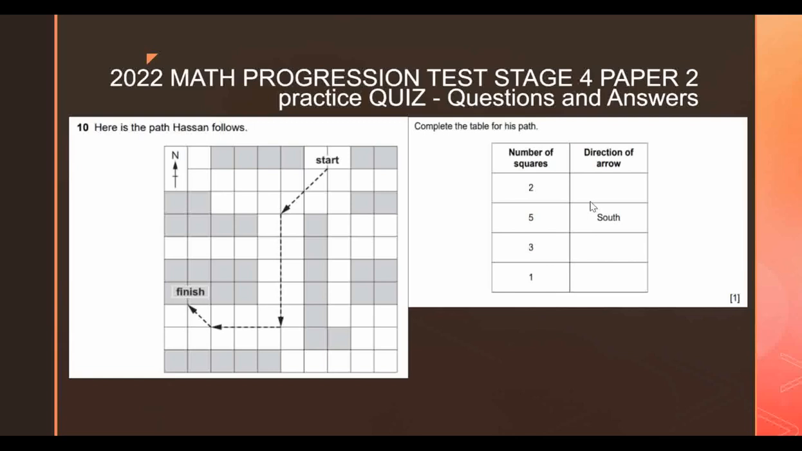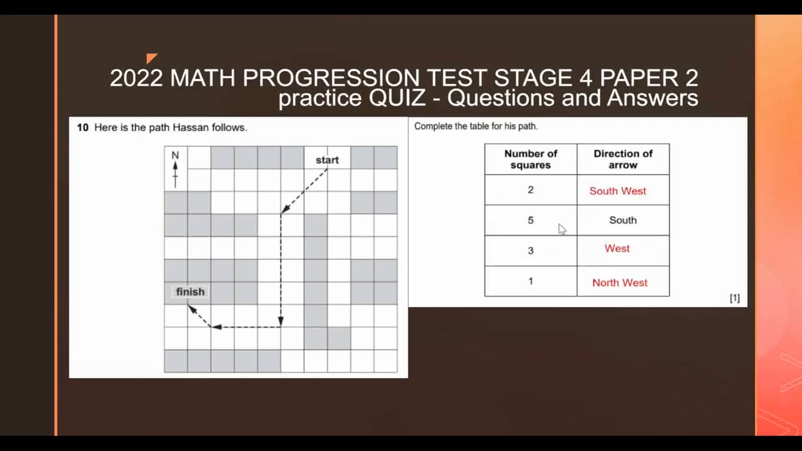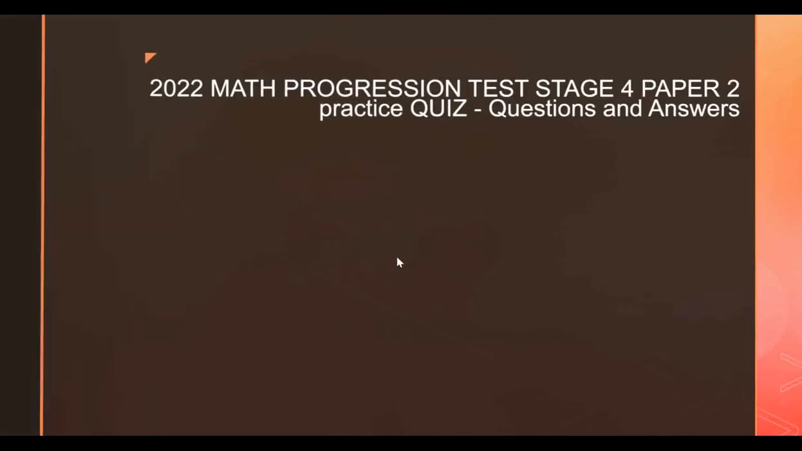So have you got your answer with you? Let's see if it is correct. 5 direction is this way, it is southwest. And 3 is west. 3 is west, to the left is west. And 1 is going slanting this way, so it's northwest. Let's move on.